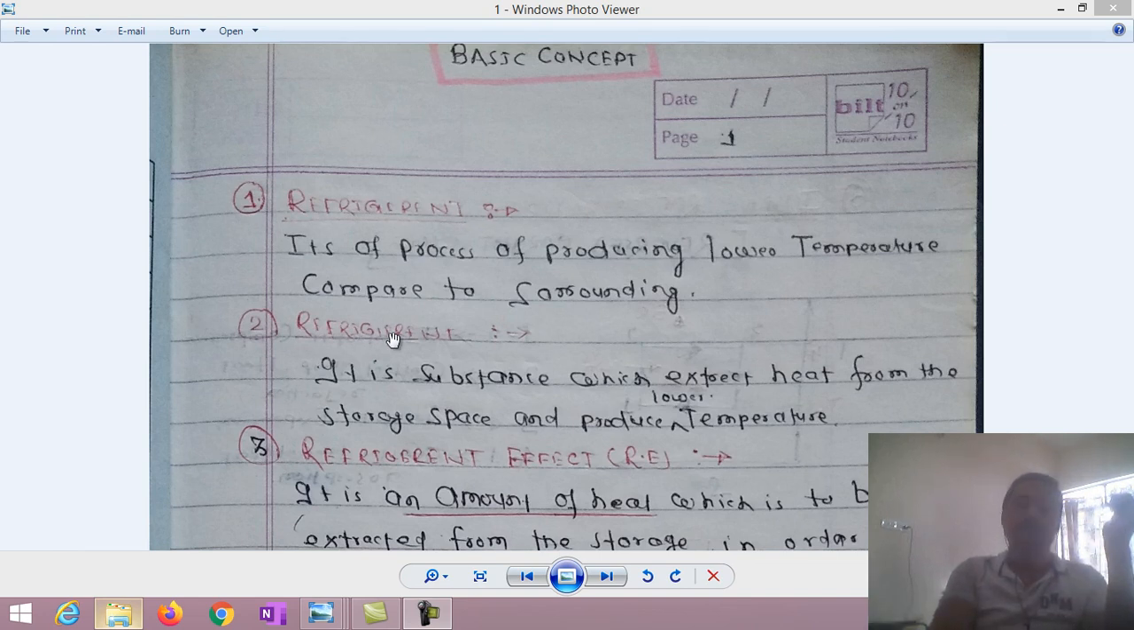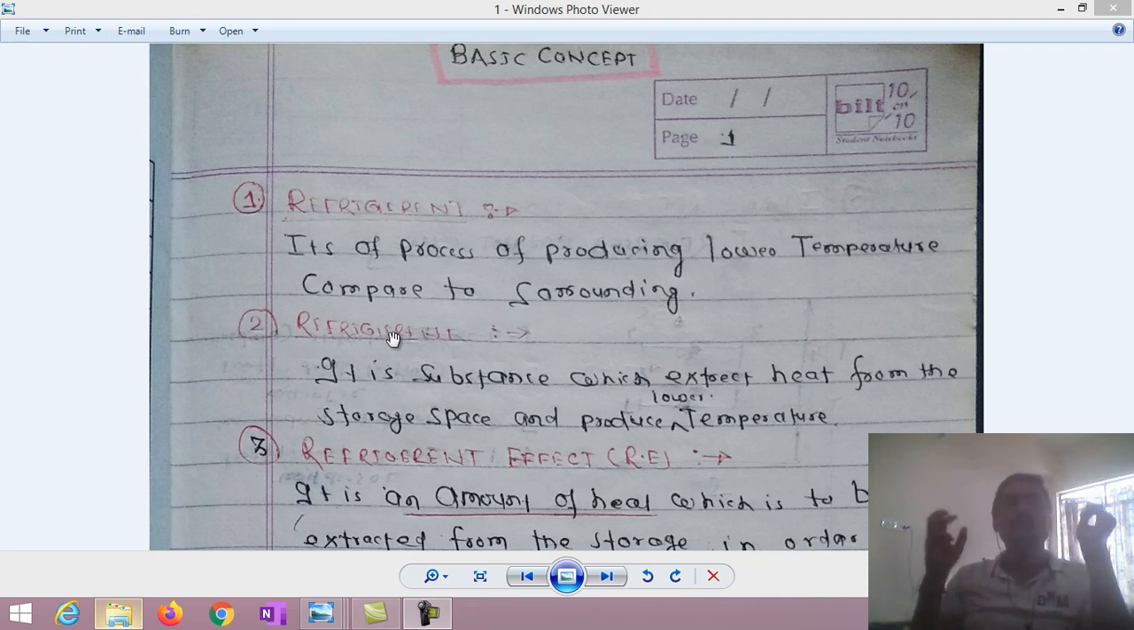Next term is refrigerant. So what is refrigerant? Refrigerant is a substance. There are different types of refrigerant, as we'll study in further lectures: R11, R12, R134, ammonia. So what is this refrigerant?